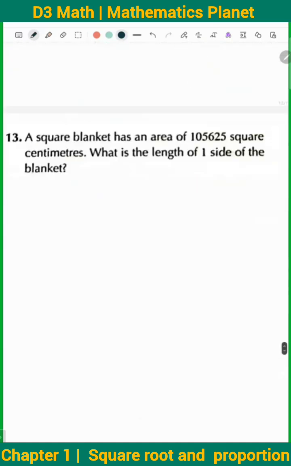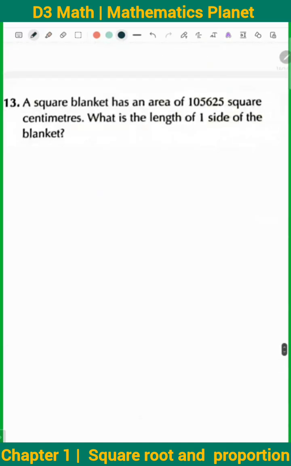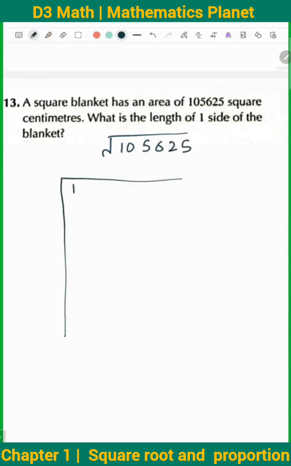Okay, a square blanket has an area of 105,625 square centimeters. What is the length of one side? Again, we have to find the square root of 105,625. So how to find the square root? Can we make the pairs like this? Okay, let's start. With which number are we going to start?